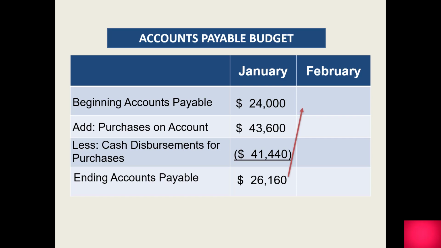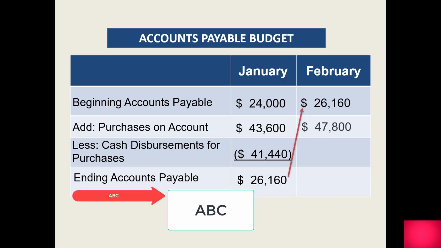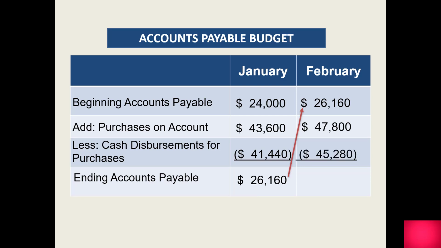For February, we'll start with $26,160. That balance carries forward. We'll add our purchases of $47,800. We'll subtract the calculation for cash disbursements for purchases, and our ending accounts payable is $28,680.